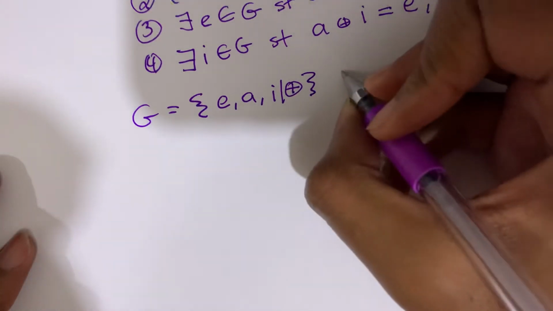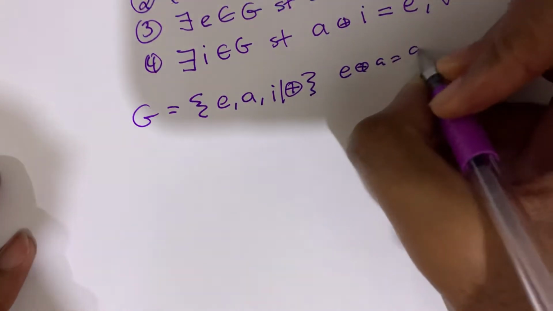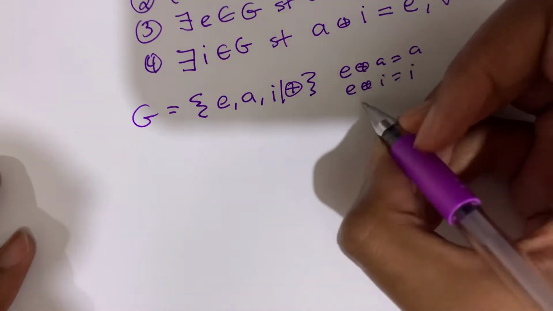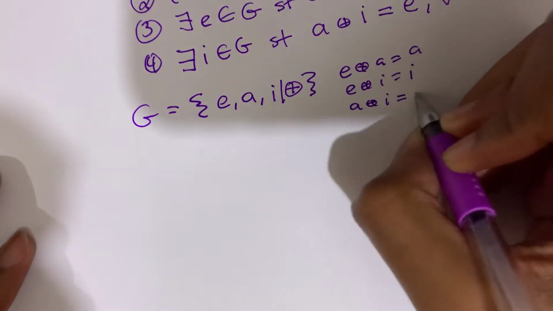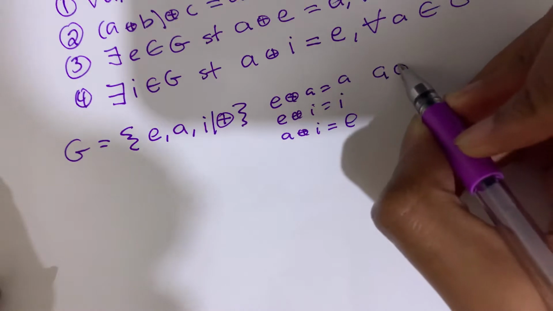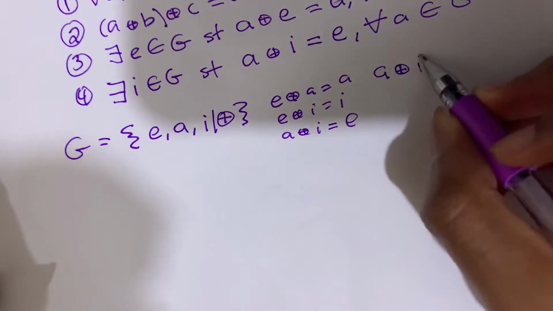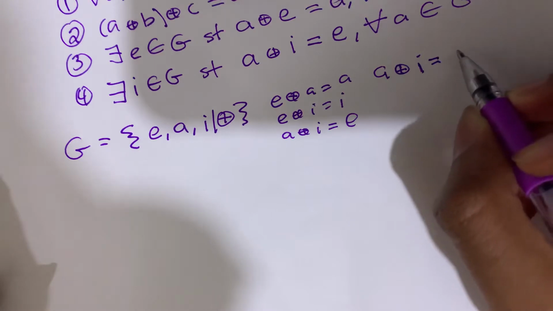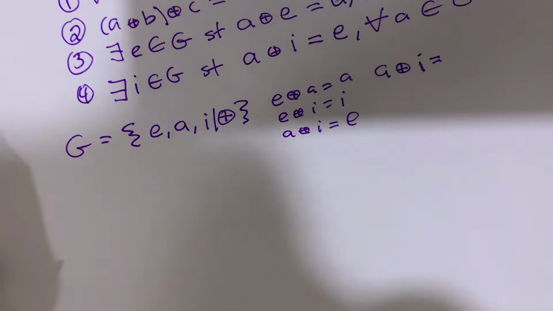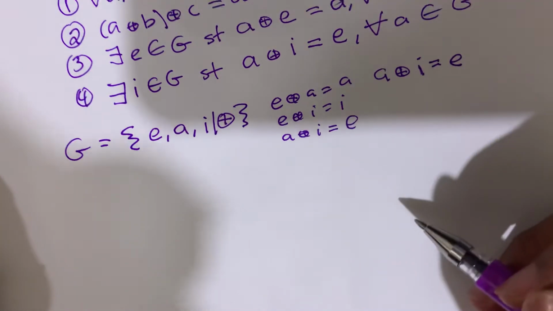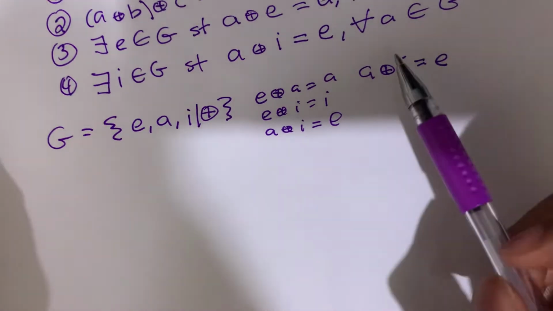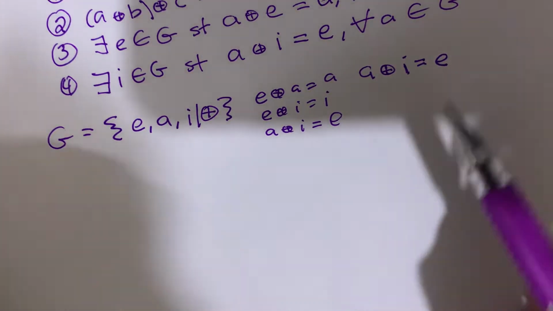Now, of course, E operated with A is going to be A. E operated with I is going to be I. A operated with I is going to be E. Now, let's define A operated with I. What should A operated with I be? Let that be E. Oh yeah, it has to be E by definition. Yeah, I forgot, sorry. What other combinations do we have here?